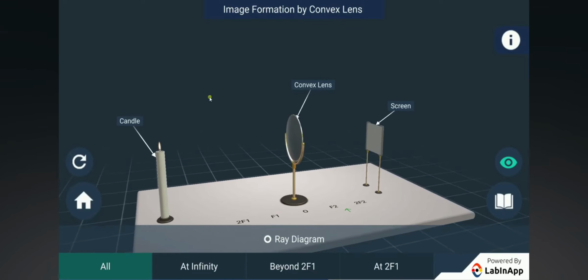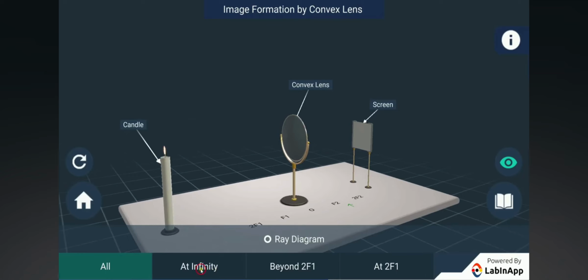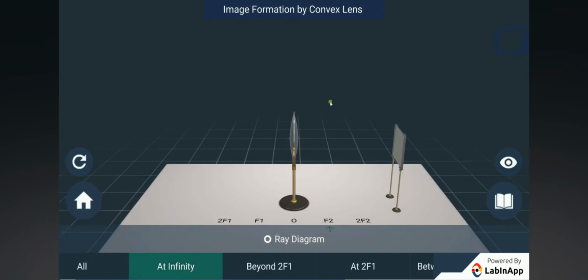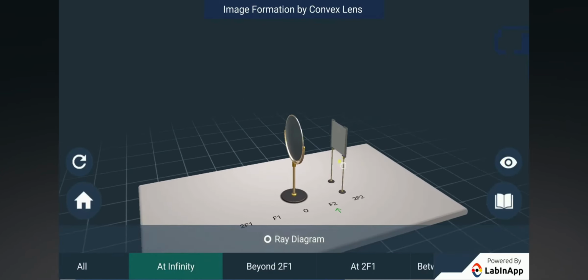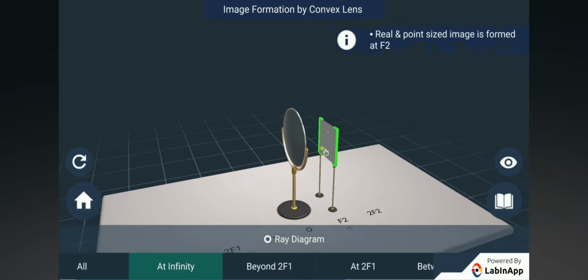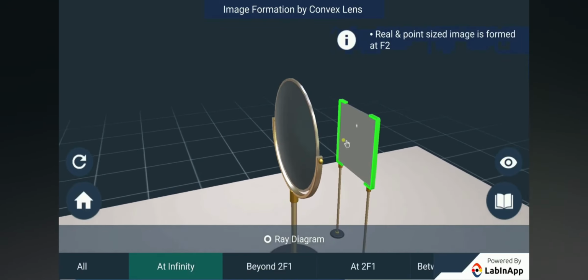When the object, that is the candle, is placed at infinity, how is the image formed? Adjust the position of the screen until you get a sharp image. We can see that a bright point-sized image is formed on the screen when the screen is in the position F2.